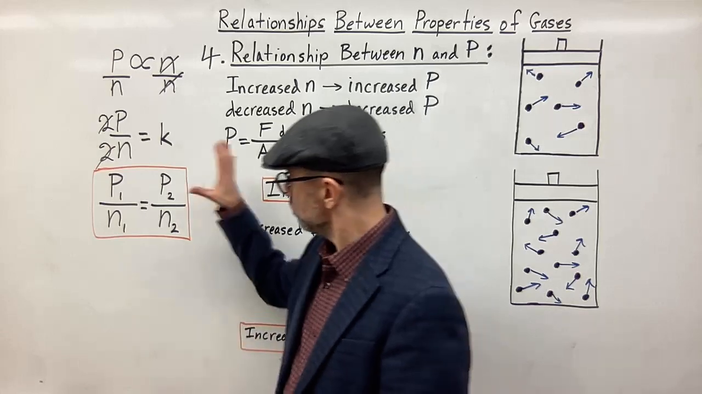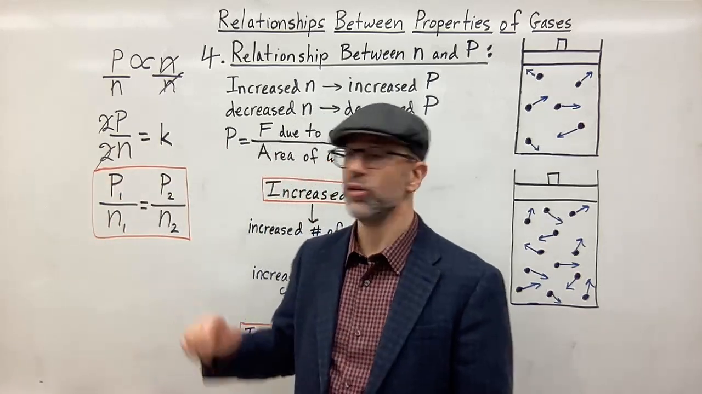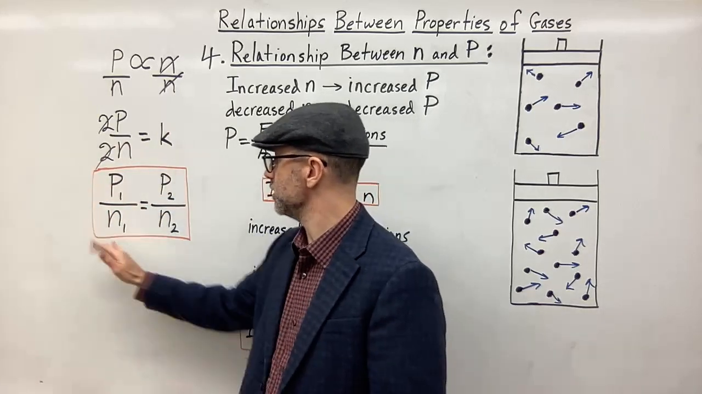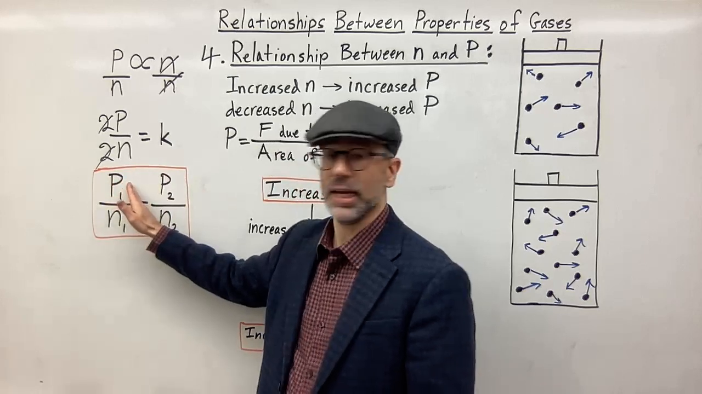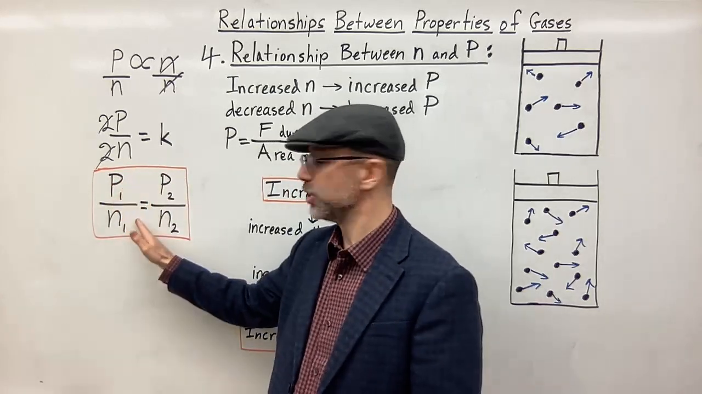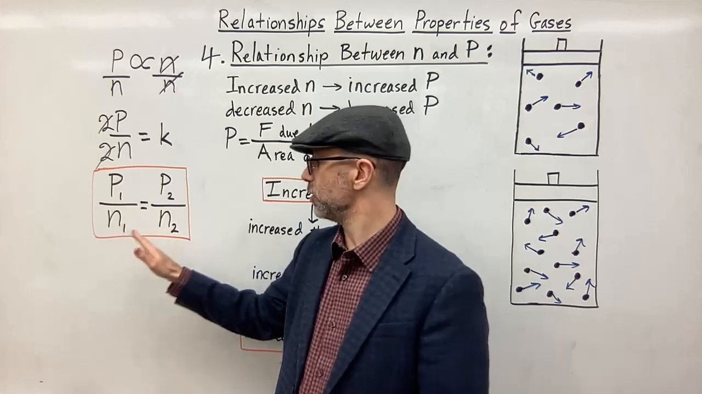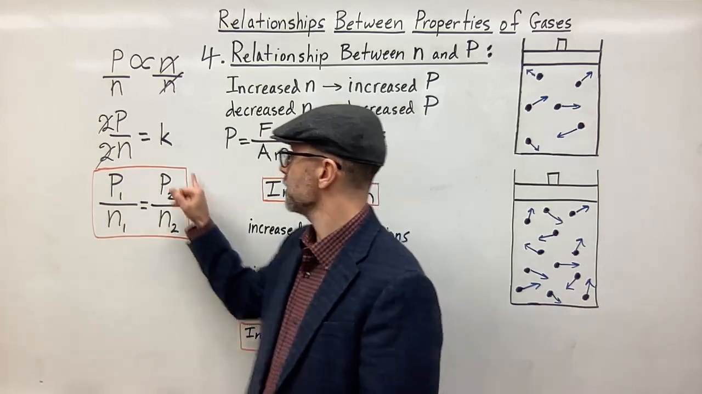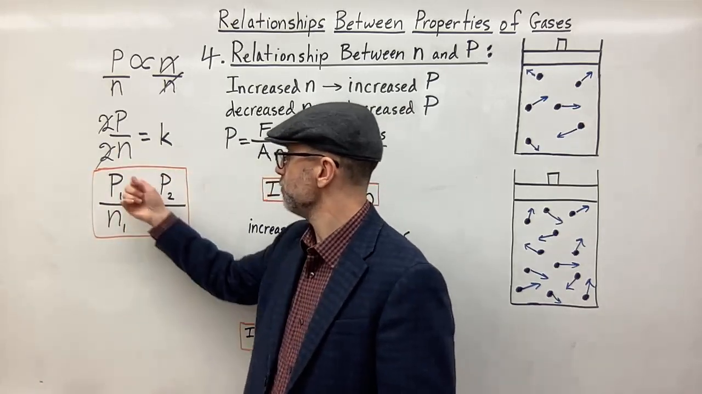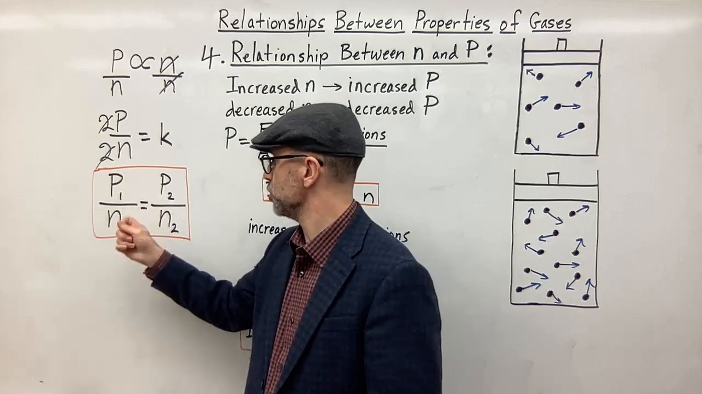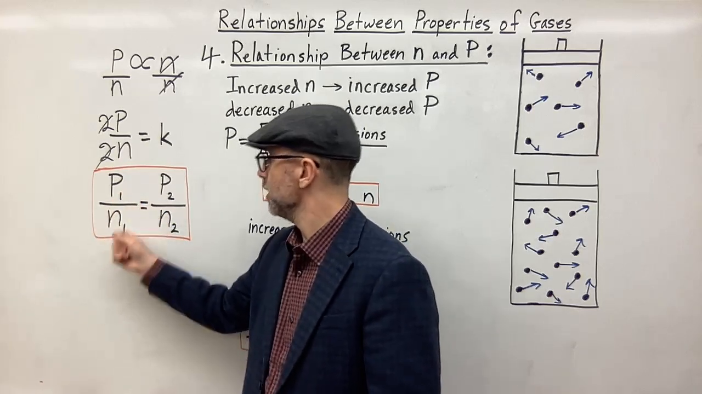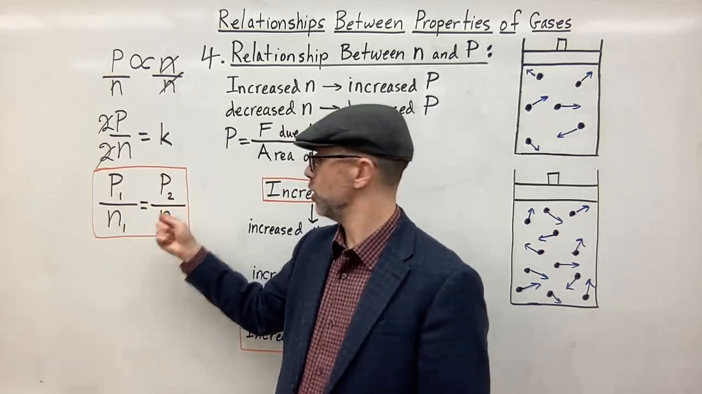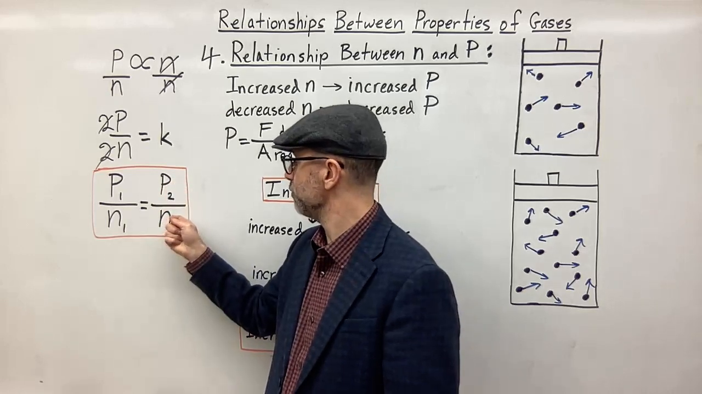Okay, so you can use this to solve problems. If the volume and temperature are the same, you could use this to solve a problem relating the change in pressure with the change in the amount of particles of gas. So if I have an initial pressure and initial amount of gas, that would be P1 and N1. And then this is going to be my final pressure and final amount of gas.